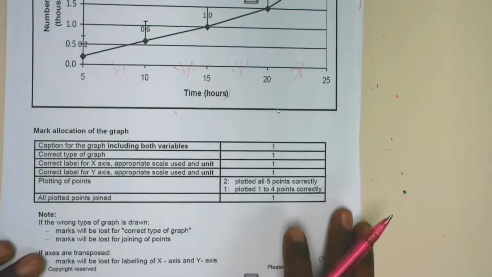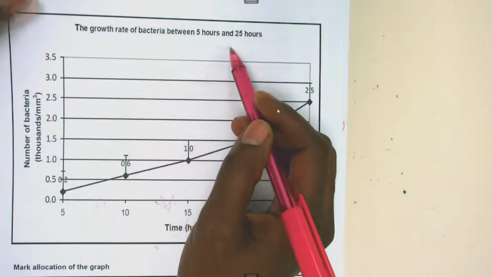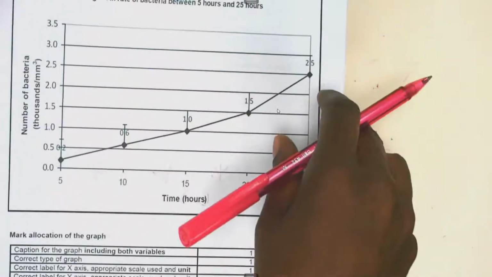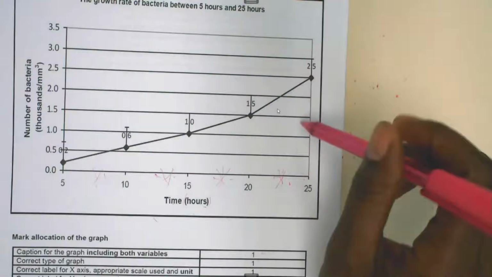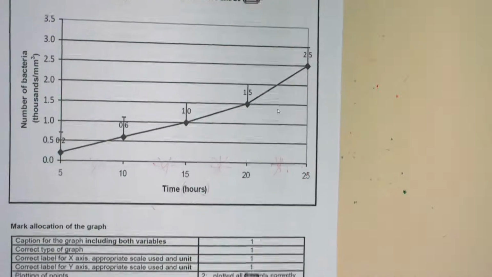And then we can also check how these graphs are being marked. For writing the caption, in this case, the growth rate of bacteria between 5 hours and 25 hours, you only get 1 mark. And then correct type of graph. From our question, you were required to draw a line graph. So if you have drawn the line graph, you will get that 1 mark. But let us say you draw a bar graph or histogram instead of the line graph. Then you will forfeit that 1 mark for the correct type of graph.